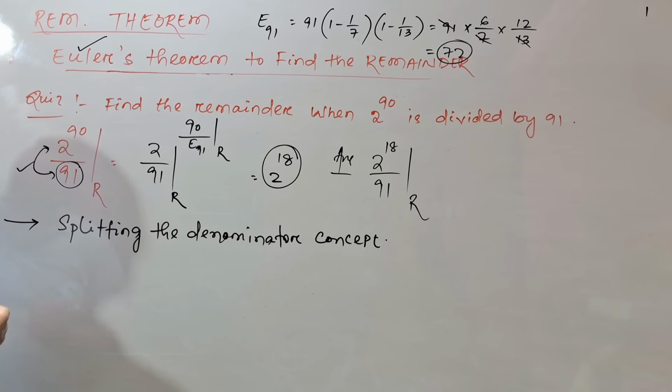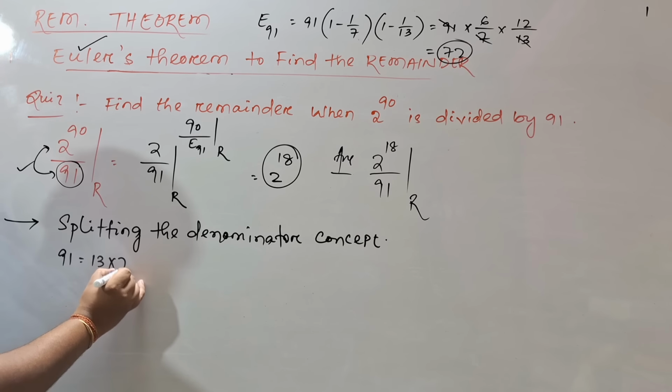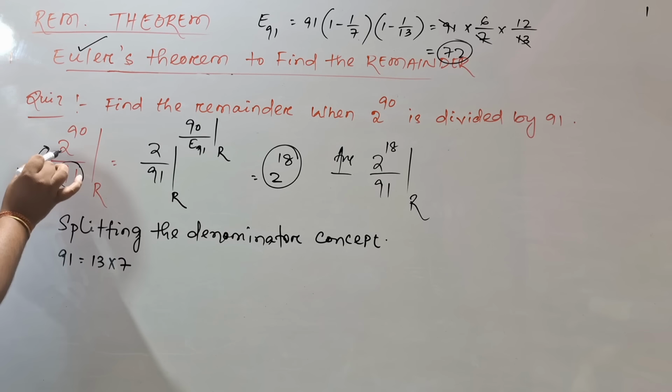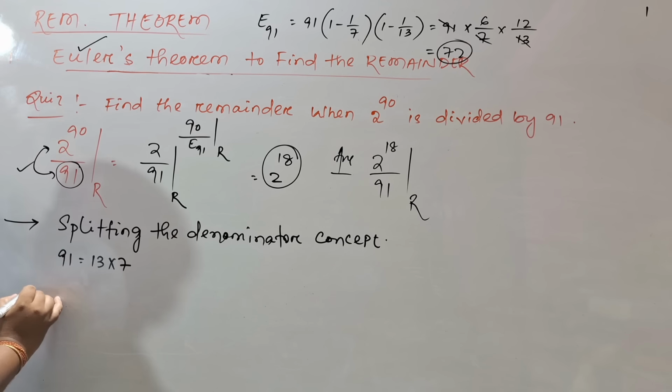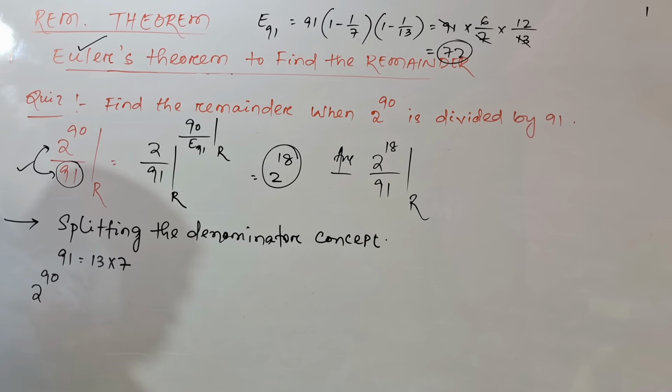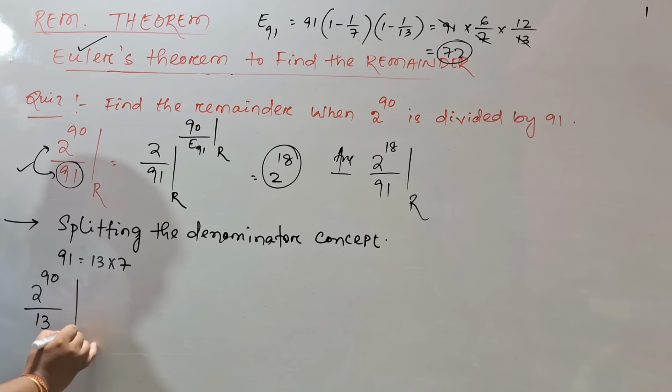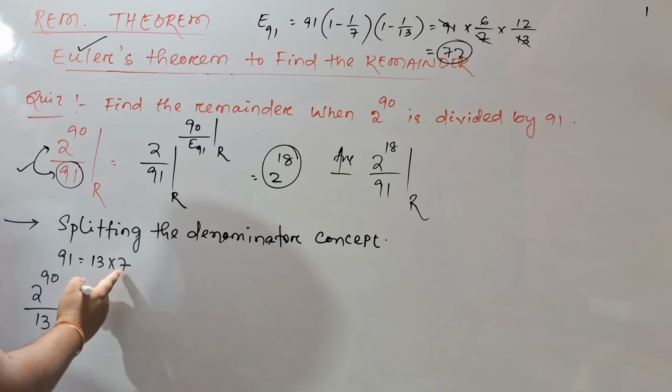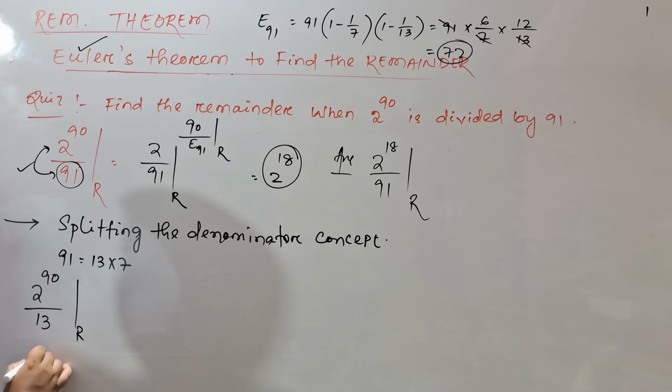So what do you mean by this? Here denominator is 91. 91 can be written as 13 into 7. So what I will do, here dividend is 2 to the power 90. So 2 to the power 90 when it is divided by 13, find the remainder. This is step number 1. Step number 2, 2 to the power 90 when it is divided by 7, find the remainder. So 2 steps you have to perform.